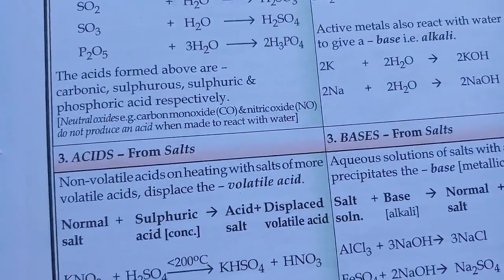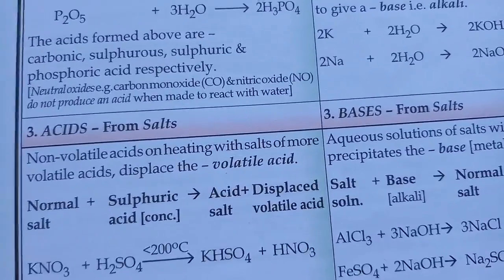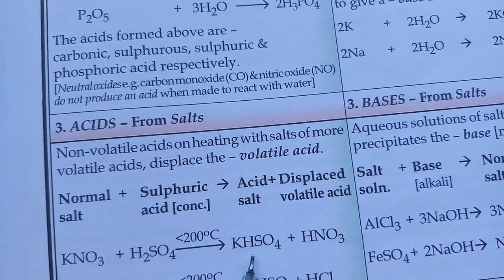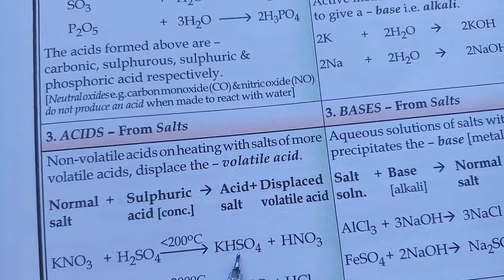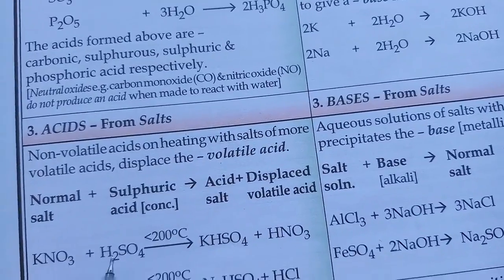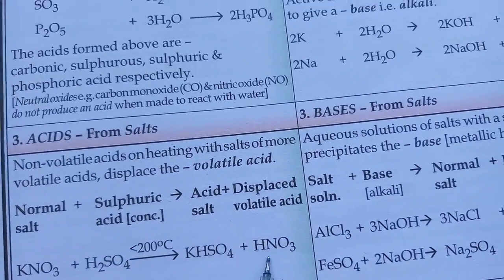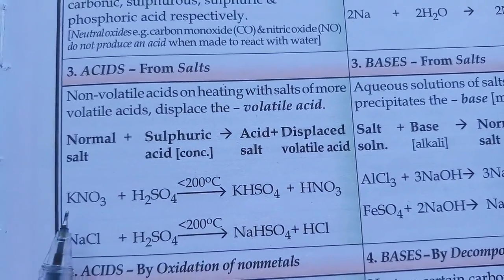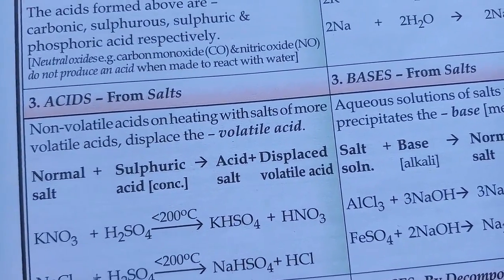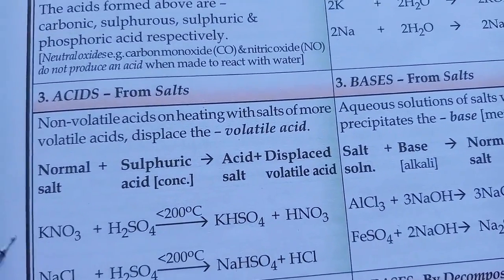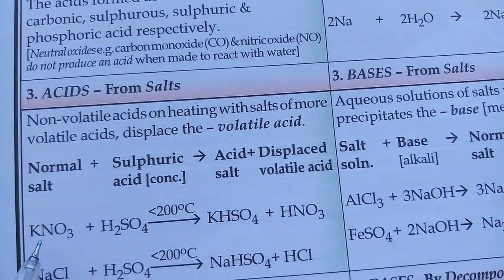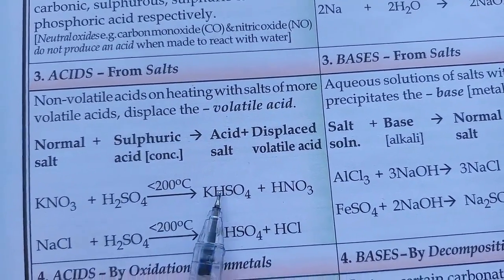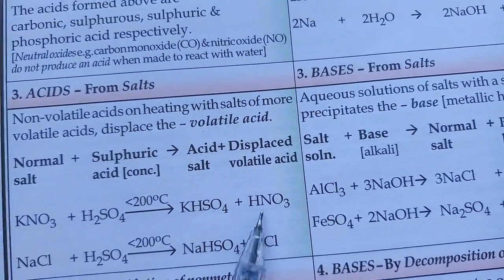Acid from the salts: potassium nitrate, KNO3, plus sulfuric acid, gives you acidic salt. That is one thing. But at the same time, we receive one more acid. H2SO4 displaces and gives you the volatile acid, HNO3, right? So it is, we can say, a normal salt with sulfuric acid. Here also a normal salt. When it's a normal salt, it means it does not have any hydrogen in it. So this is a normal salt, right? It gives you acidic salt and acid.